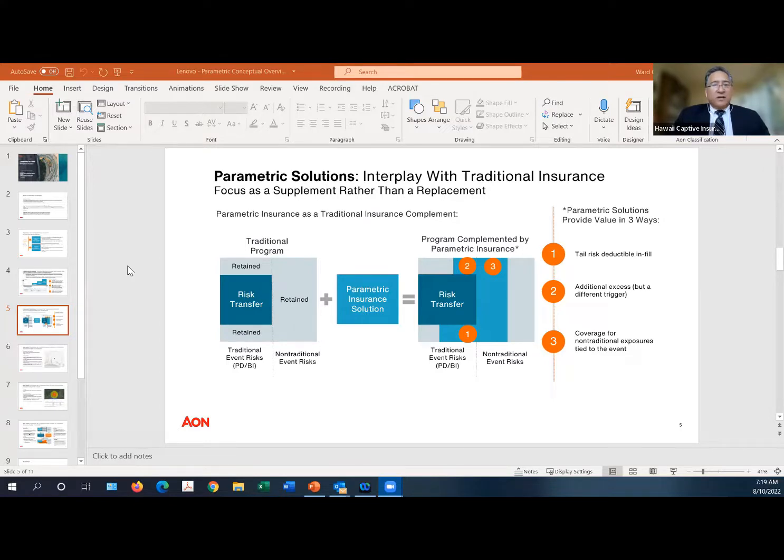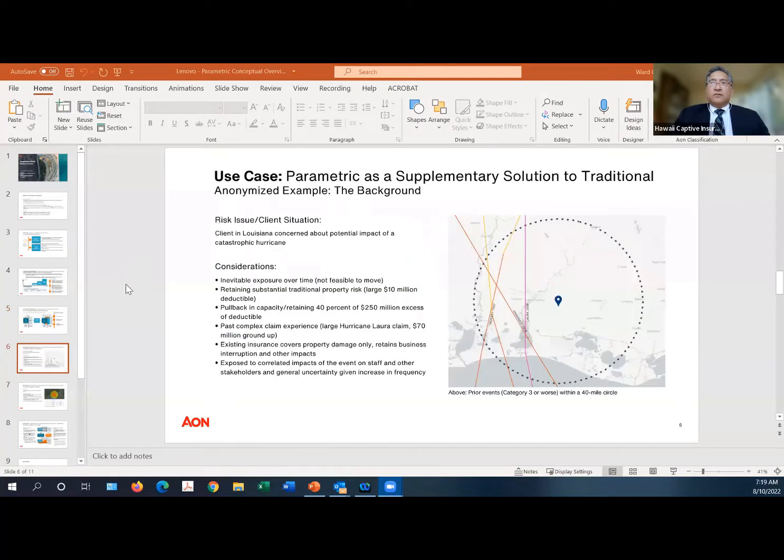So for those of you listening in, think about that scenario where you have potential nat cat positions. Now, here's another use case regarding the supplementary solution to the traditional program. Kind of explain this. Yeah, this is an example of a deal we transacted earlier this year. So this is for a client with a large manufacturing facility.